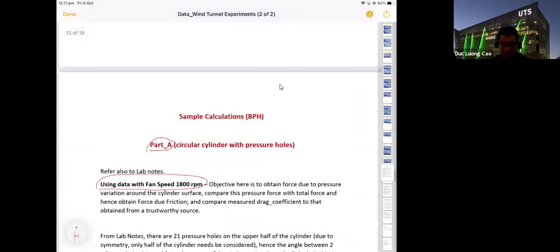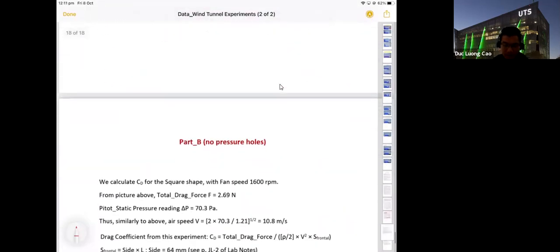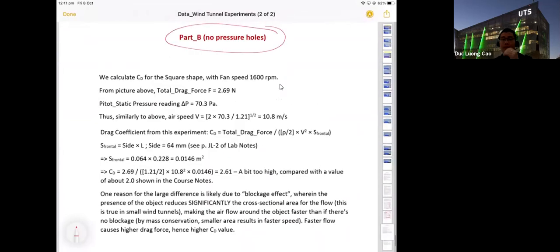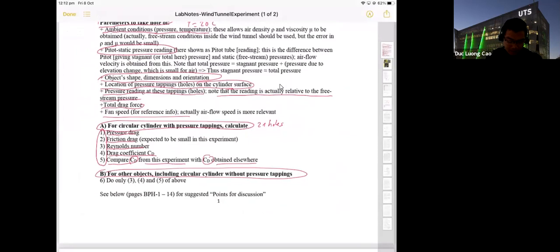And at the end of this document, you have the sample calculation for part B. It's a step by step for part B. So for part B, you do only step 3, 4, 5. 3, 4, 5 only.